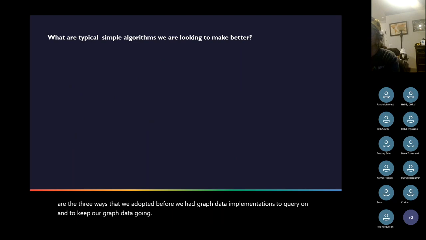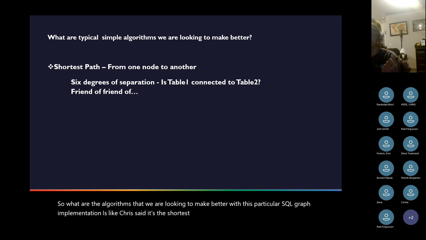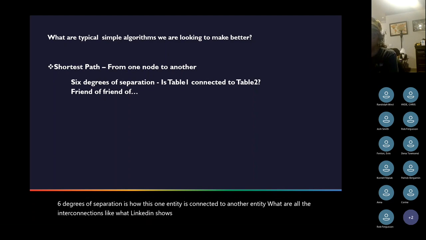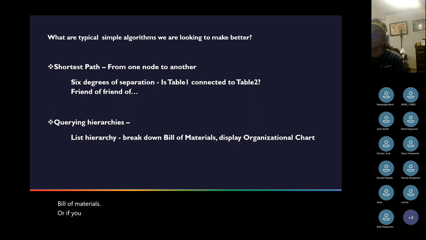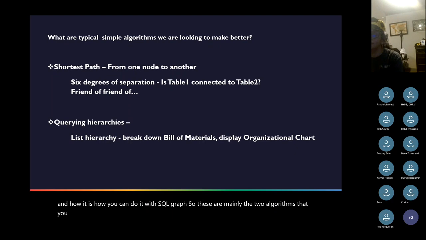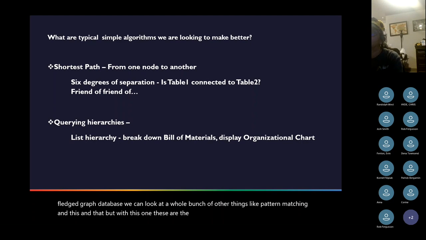So what are the algorithms that we are looking to make better with this particular SQL graph implementation? Like Chris said, it's the shortest path. Shortest path essentially is what we call six degrees of separation: how one entity is connected to another entity. What are all the interconnections, like what LinkedIn shows you? That is the biggest and most significant gain of using this model. And also for querying hierarchies, like if you have a bill of materials or if you want org charts, I'll show you the different ways you can do it, how it was done before and how you can do it with SQL Graph. So these are mainly the two algorithms that you can possibly use with SQL Graph to make it better. Remember, like I said before, if it's a full-fledged graph database, we can look at a whole bunch of other things like pattern matching and this and that. But with this one, these are the two main things that we have to stick with.